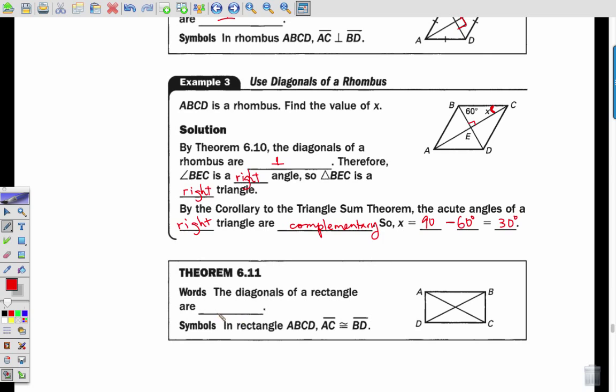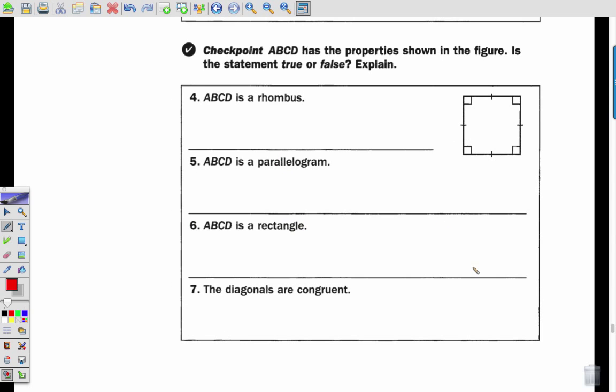Next theorem. The diagonals of a rectangle are congruent. They bisect each other as well. We learned that in the last unit. But in this unit we learned that if it's a rectangle, they not only bisect each other, and if I call this M the midpoint, they are also congruent. So AC is congruent to BD. Let's look at some examples in this one.